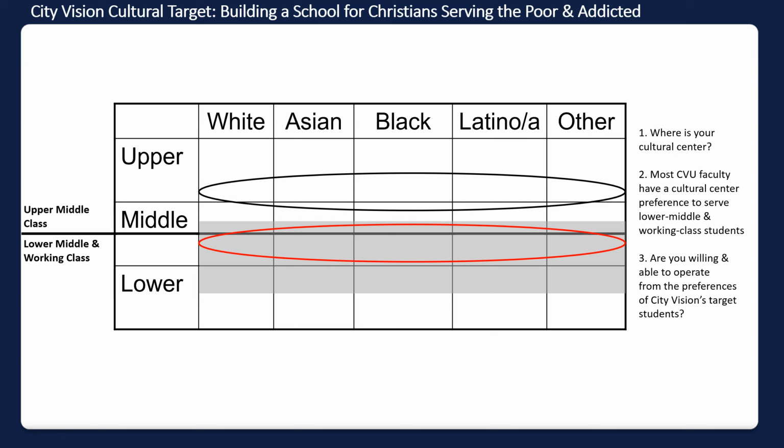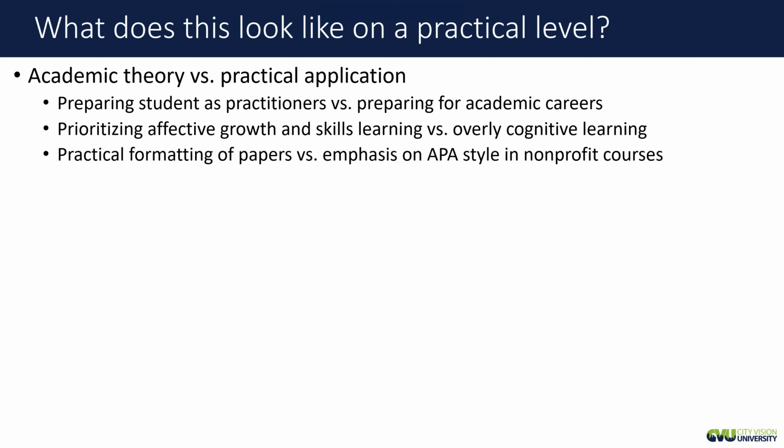So what does this look like on a practical level? Academic theory versus practical application. Is our primary focus on preparing students as practitioners or preparing them for academic careers? Having been in academia and gone through MIT and the heights of academia, the whole academia is a caste system, with the faculty on top of the caste system, then the PhDs. And the idea is that the whole thing's set up so unless you're pursuing a PhD, you're not really what the system was designed for. That's not our philosophy. That's a problem from our perspective.